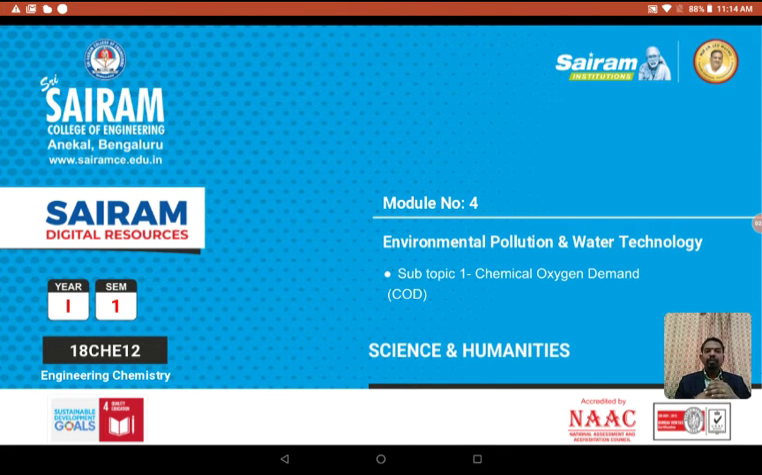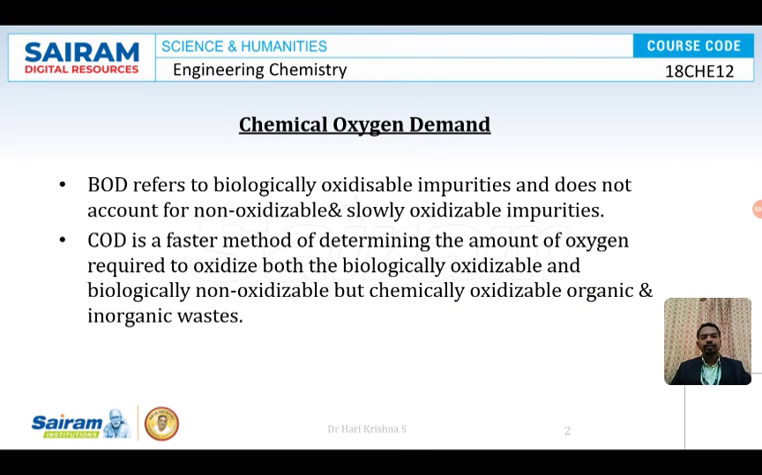So how to find out how much oxygen is required? The pollution control board says you're supposed to oxidize the waste in the campus itself. So how to oxidize the waste? For that, you're supposed to supply oxygen externally. How much oxygen is required? You don't know. I have 1 liter of wastewater, how much oxygen is required? I have 10 liters of wastewater, how much oxygen is required? To find that out, you're going to do a test called chemical oxygen demand, or biological oxygen demand. What is biological oxygen demand? What is chemical oxygen demand? We'll discuss one by one.